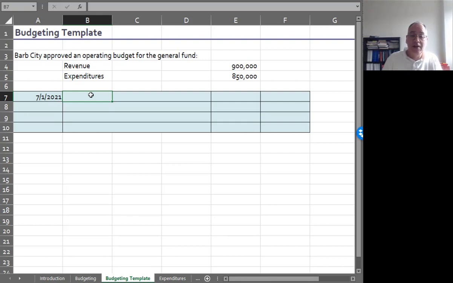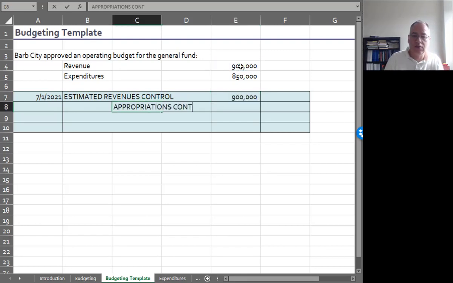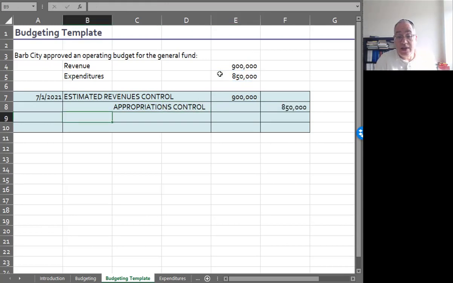So revenues are going to have budgeted revenues, which are called estimated revenues. They're going to have a debit balance. And budgeted expenditures, which are called appropriations, are going to have a credit balance. So you're going to debit, and I'm going to put it in capitals because it is a budgetary account, estimated revenues control for $900,000, and you're going to credit appropriations control, because that's what budgeted expenditures are called, appropriations of $850,000.